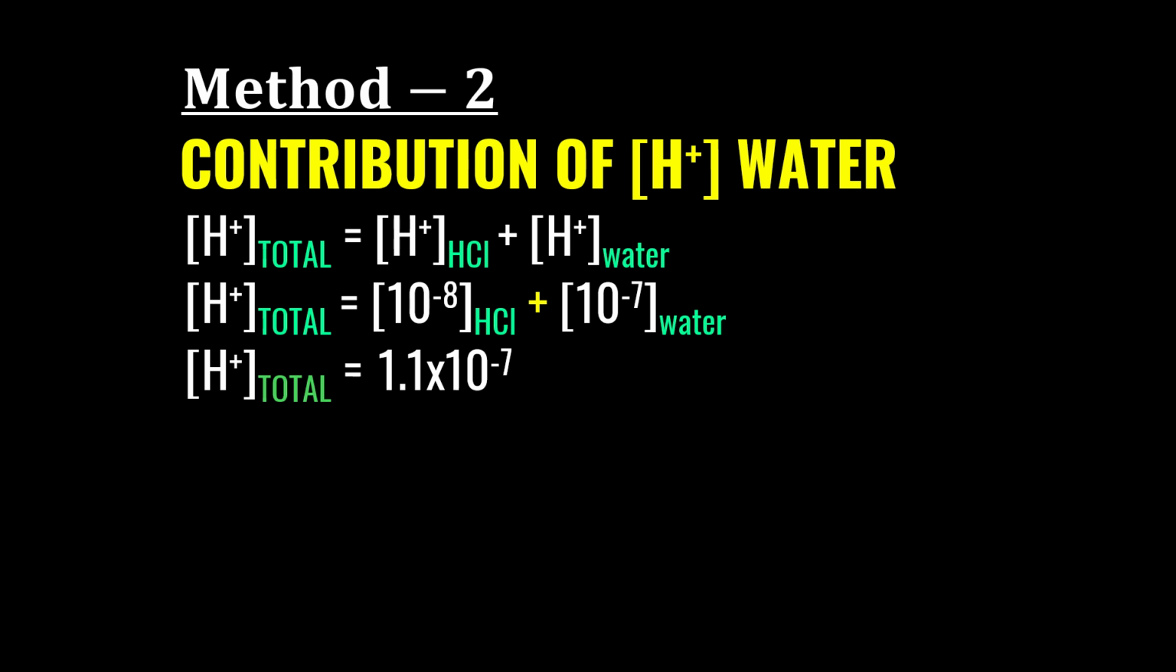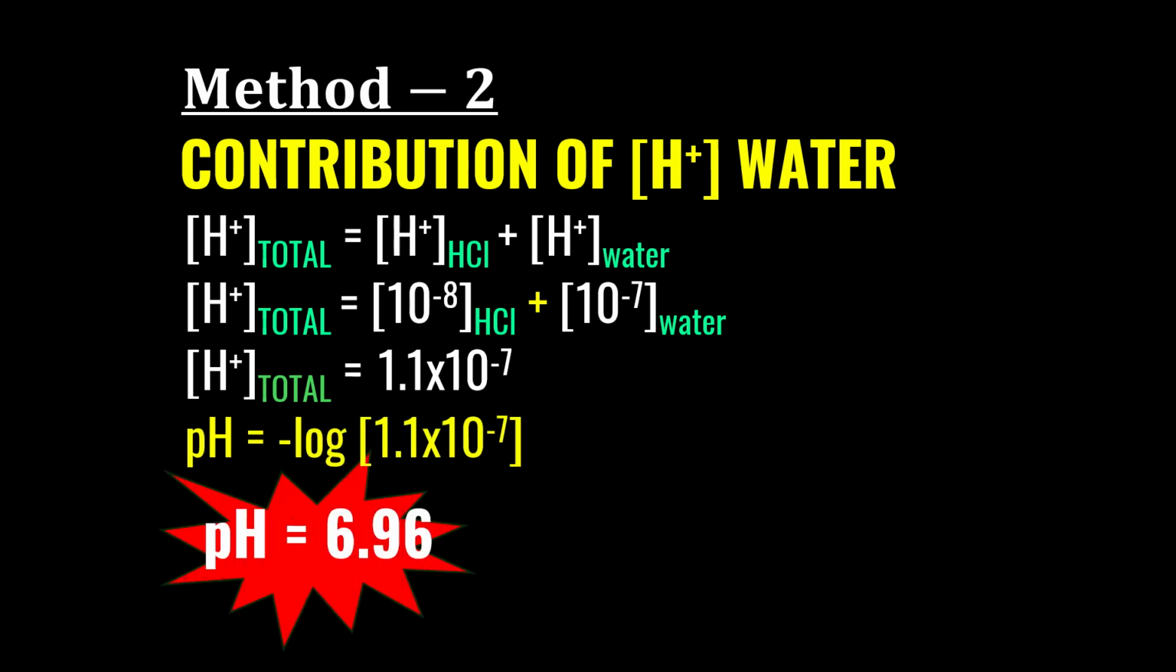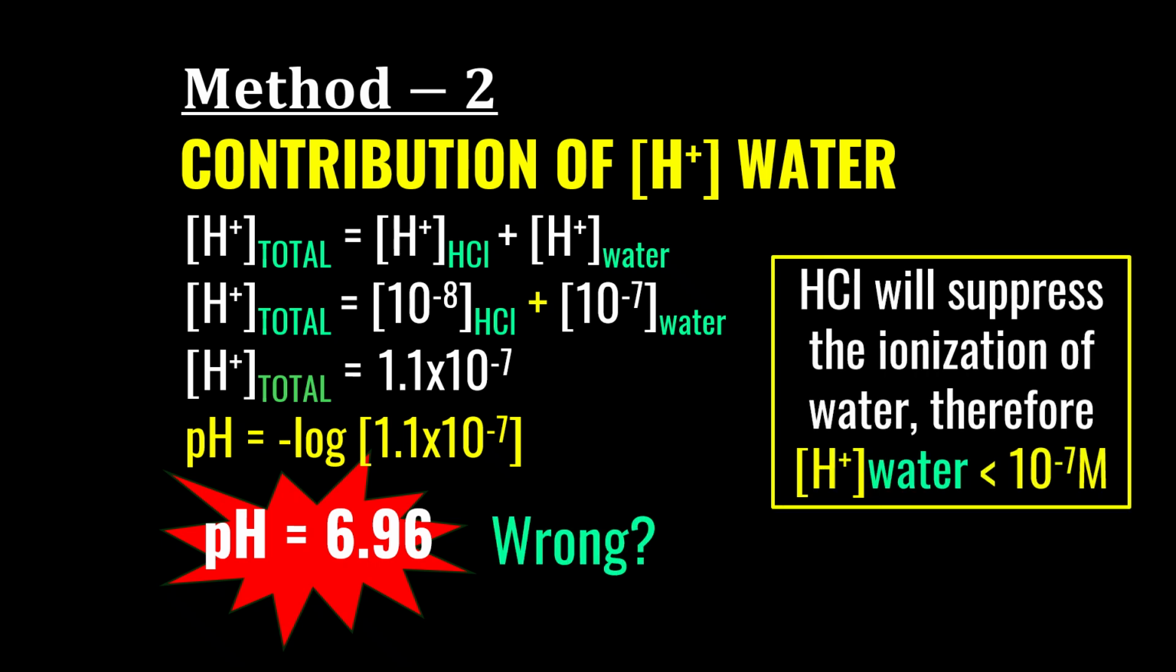If you transpose this value in the pH formula, you will get pH equal to 6.96, which is acidic, which makes sense. However, there is a problem. The problem is that this is not pure water, first thing. Second, this has HCl in it, and therefore there will be suppression of the autoionization of water, and therefore the hydrogen ion concentration will be less than 10^-7 molar.